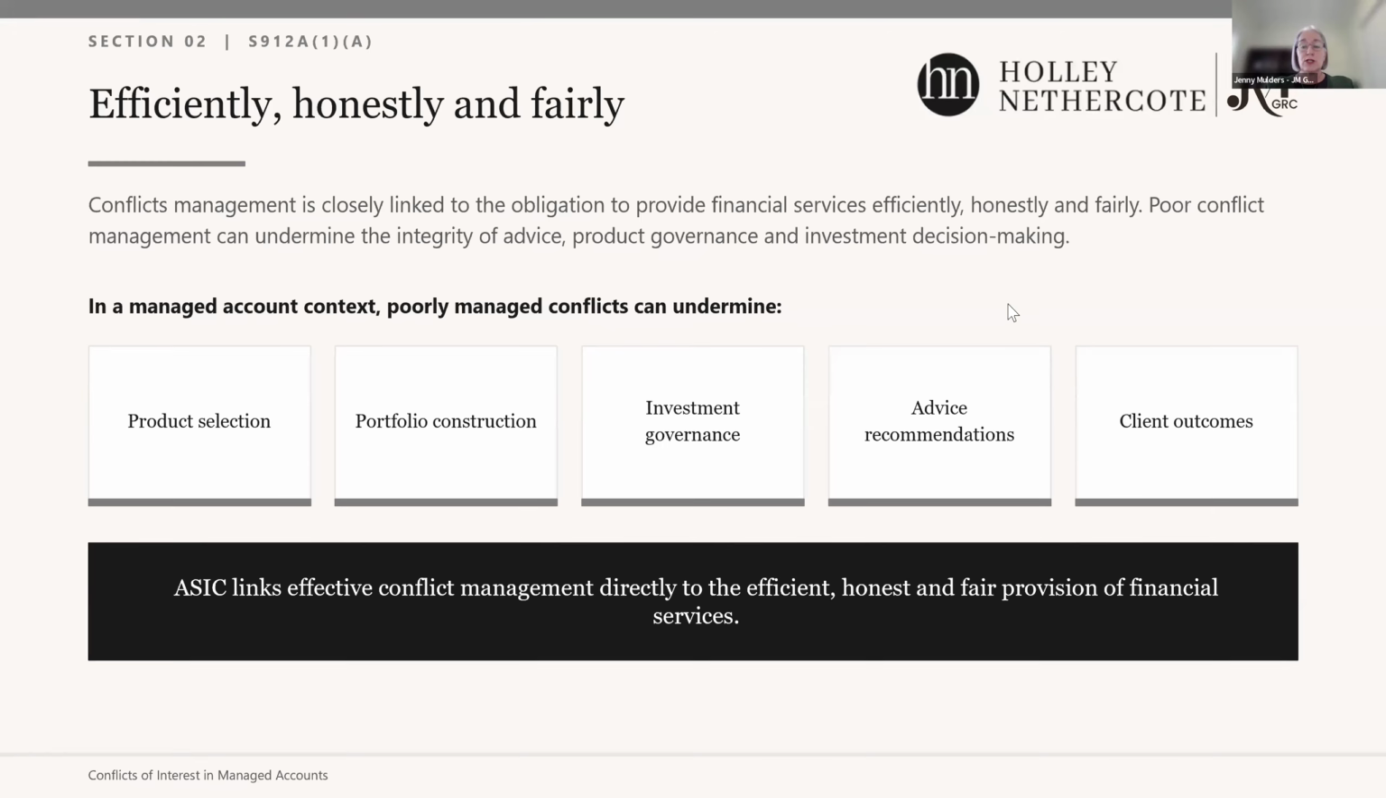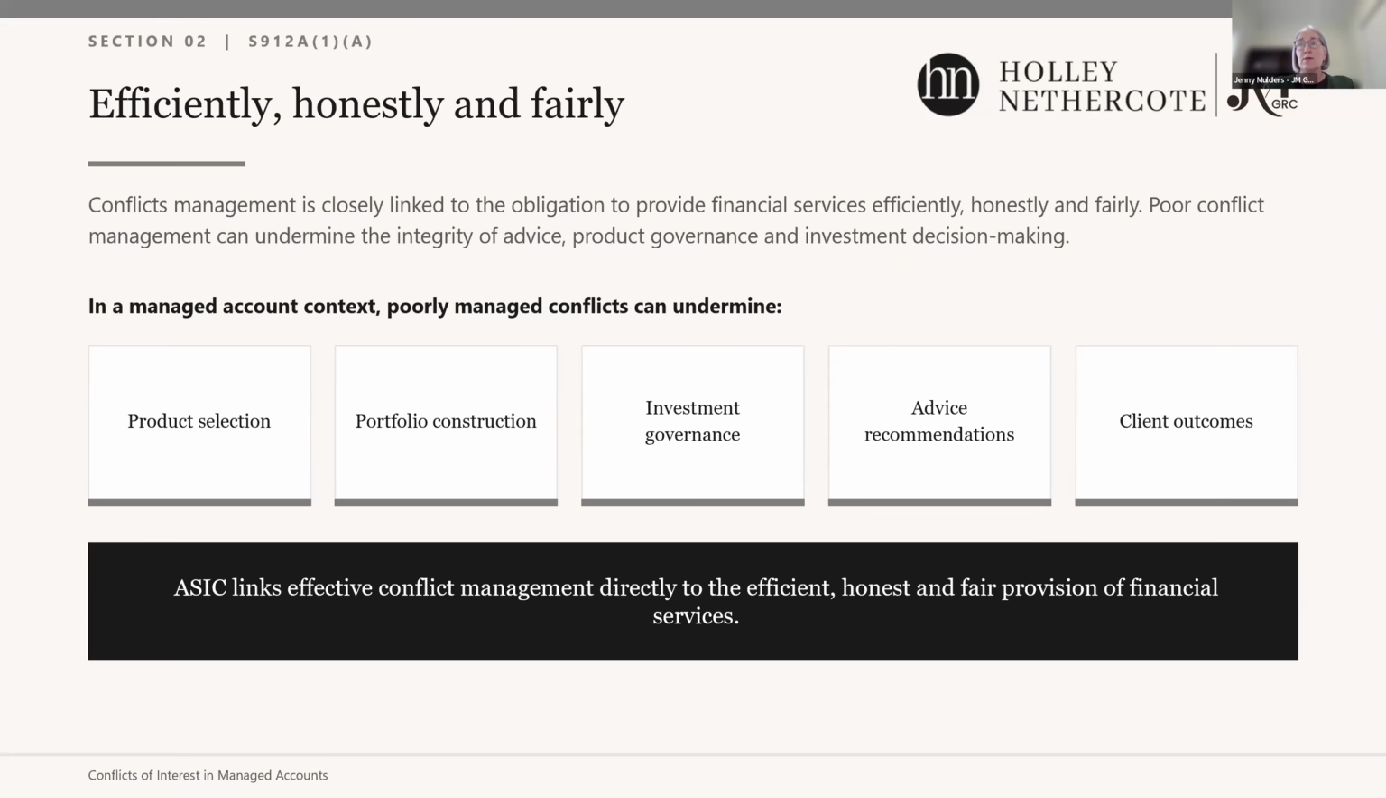So product selection, with the research, you need to have a level of independence to manage your conflicts. Portfolio construction, who's doing that for you? Are you doing it yourself, or are you outsourcing that to a third party? They both have different conflicts and different management structures and strategies. Investment governance. Again, how are you measuring that? What are you doing about the governance around the actual investment process? You're not going to give carte blanche to anyone, but you need to be able to make sure that it's smooth and not hindered and overburdened. And then the client outcome.